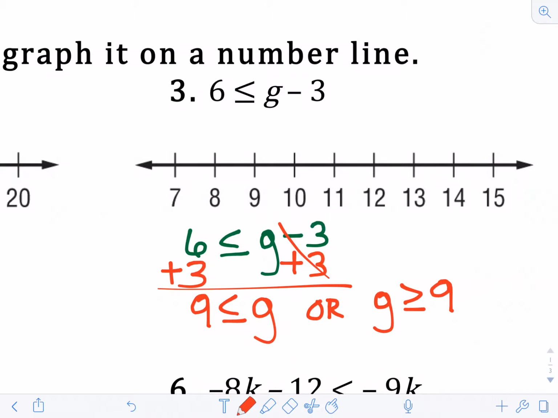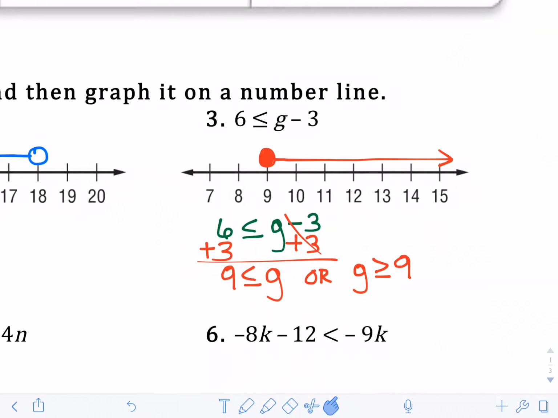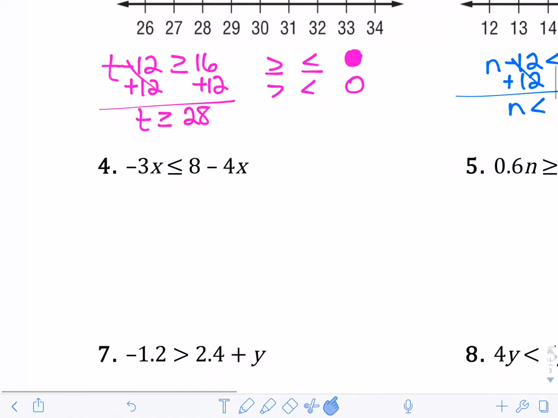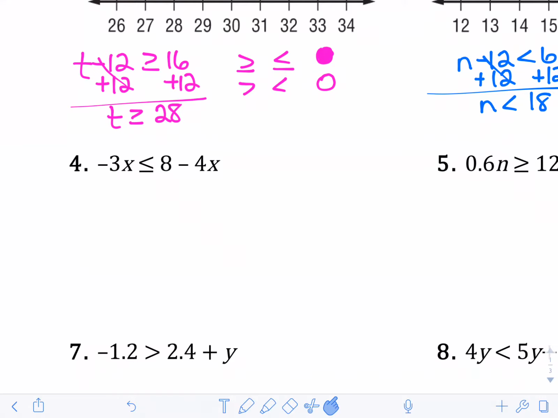Alright, so here we go. We have 9. That's going to be a closed circle. This says that g has to be greater than or equal to 9, so I want my arrow to go to the right to represent the greater numbers. Okay, so that is how you do it on a number line. The rest of these we are just going to solve our equation. Okay, and we'll probably only do about 5 of these problems and then that will be good enough.